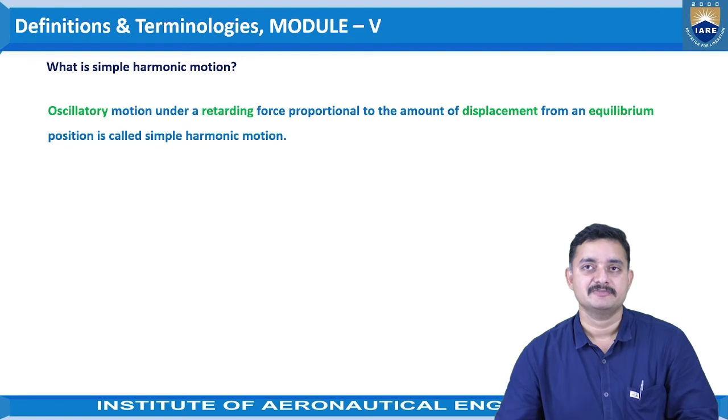So the definition of simple harmonic motion can be given as oscillatory motion under a retarding force proportional to the amount of displacement from an equilibrium position. So it is called simple harmonic motion.